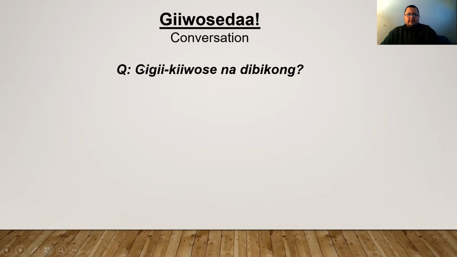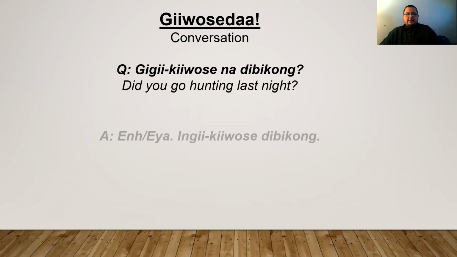And again, this is past tense, so it's asking you. Gi can be used as did you, have you, anything of that nature, something that happened in the past. So we have, did you go hunting? And there's our question word, of course, second word. Dibikung means last night. Dibikung is our word for last night. So we have gigikiwose na dibikung. Did you go hunting last night?